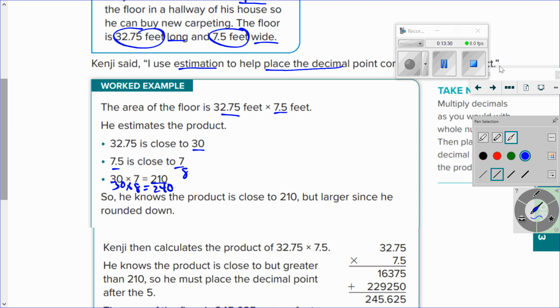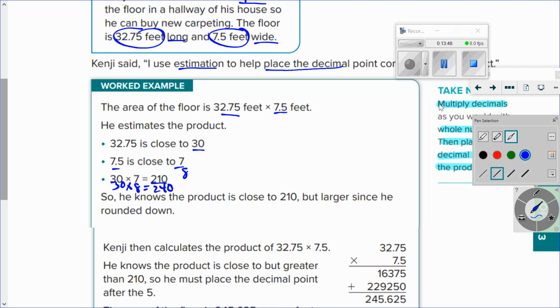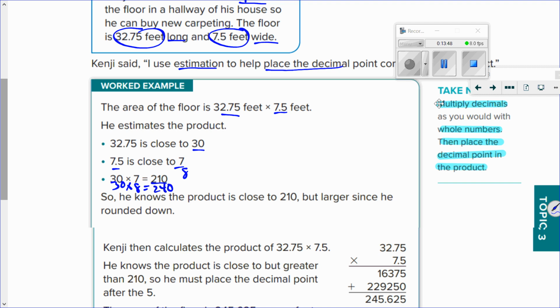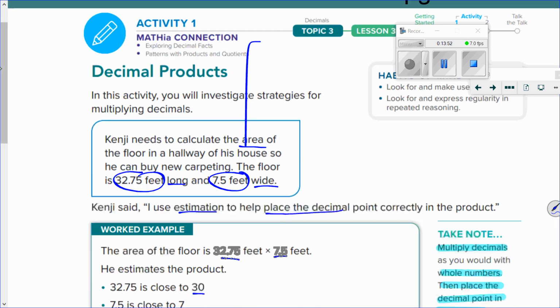Okay, highlighters. Quick note. Multiply decimals as you would whole numbers. Then place the decimal point in the product. So I'm going to develop a rule for you guys, an algorithm, to help you do this. I don't think there's probably more room up here, so let's go under the habits of the mind. So multiplying decimals. Go ahead and write this into your math books.